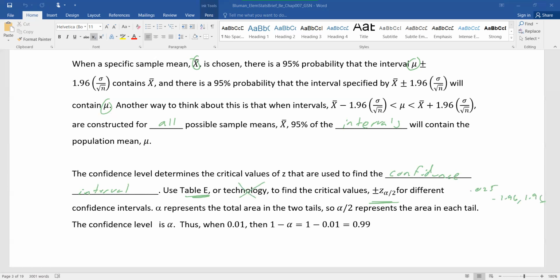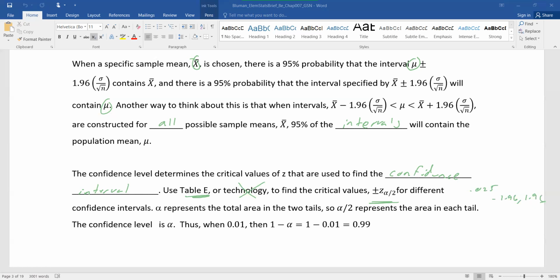All right, so that's what this right here is representing, and it says it again: alpha represents the total area in the two tails. Remember, the probability or the confidence is your area. So 95% is the same thing as 0.95, which is the area under the curve. So alpha divided by 2 represents the area in each tail. If I have 5% left, each tail would have 2.5%.